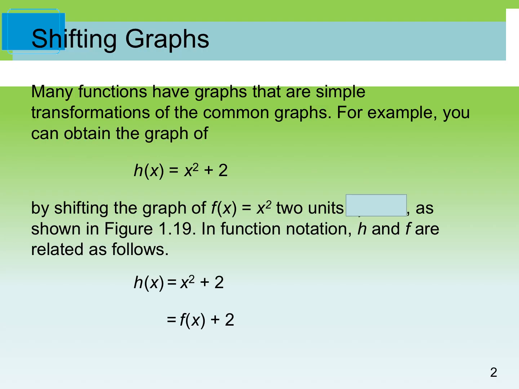So in 1.3, we're going to be shifting our graphs. It goes through the shifts and the transformations one at a time. When we add 2 on the outside of our parent function, it would move the graph up 2 units.